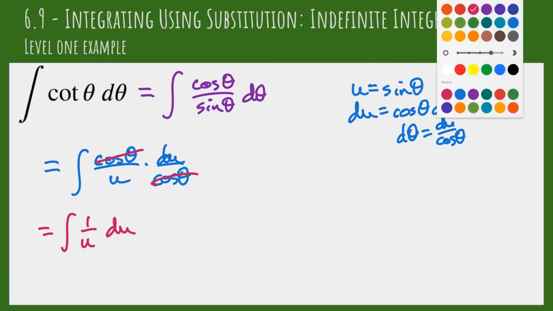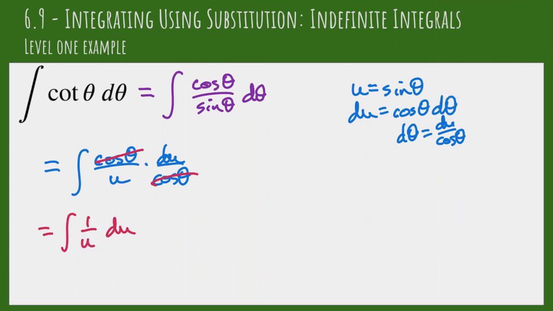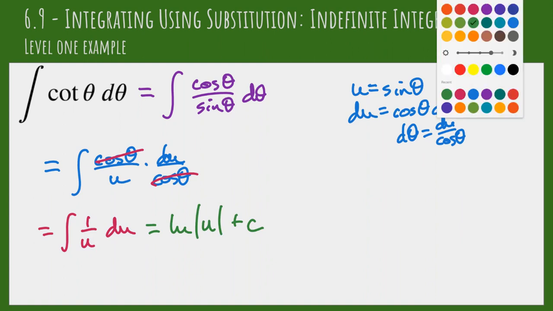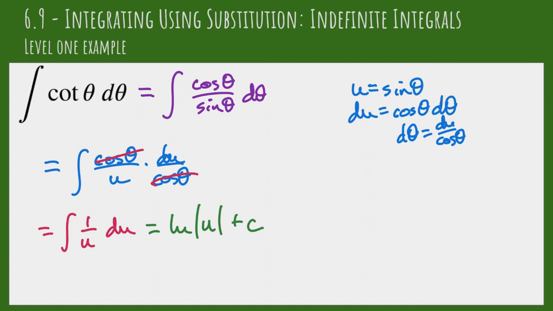Well, what do we take the derivative of to get 1 over u? That's going to be the natural log. So it's the natural log of the absolute value of u plus c. Don't forget the absolute values with those natural log antiderivatives. And then we replace the u with sine of theta. So this is going to be the natural log of the absolute value of sine of theta plus c.